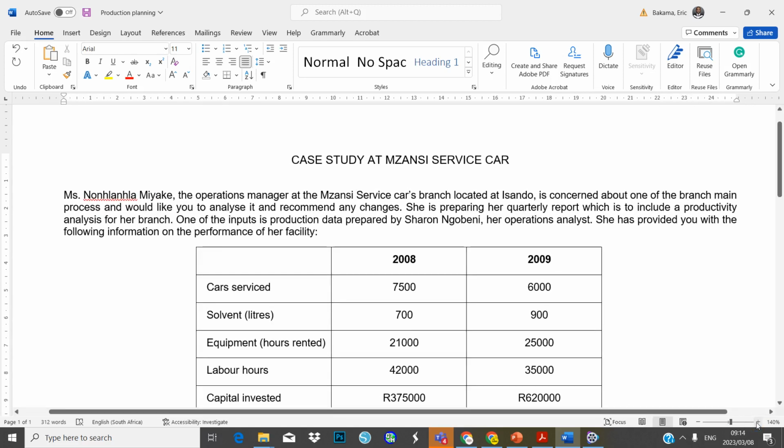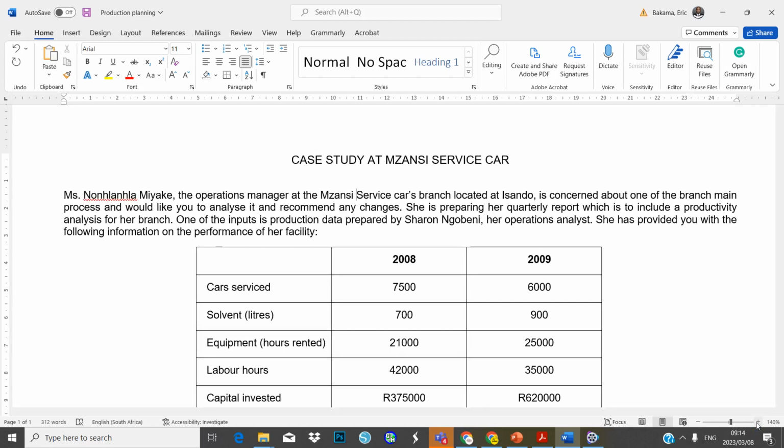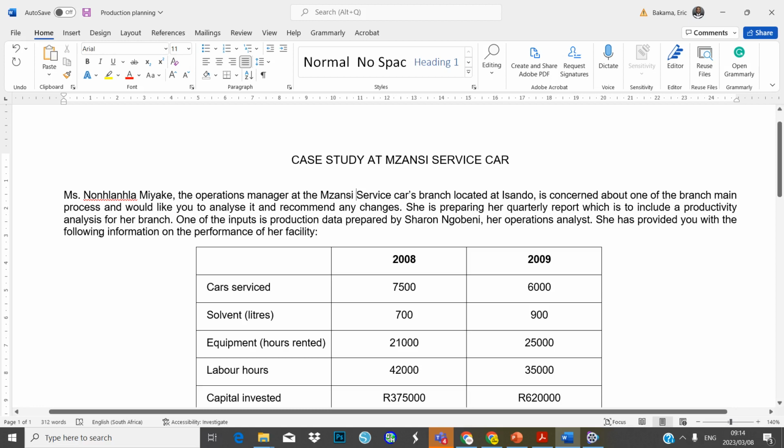So this case study is about Mzansi Service Car. For those who are not located in Africa or even South Africa, Mzansi is a common name that we give to the city of Johannesburg in South Africa. There's this company called Mzansi Service Car, and there's a manager, Miss Nonhlanhla Miyake, who is the operation manager at the company. The company is located in Isando, which is another area in Johannesburg.